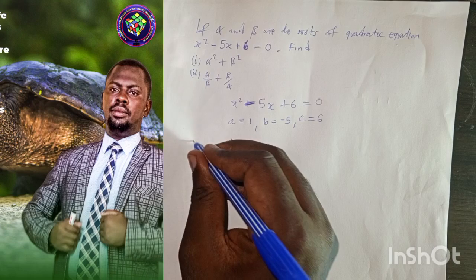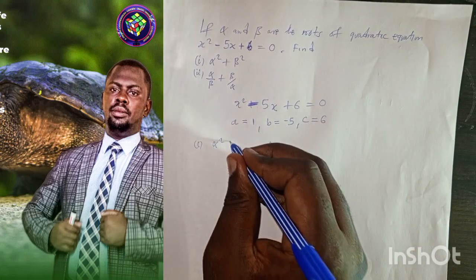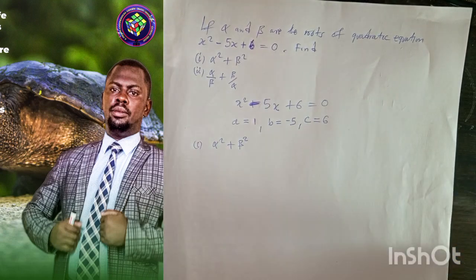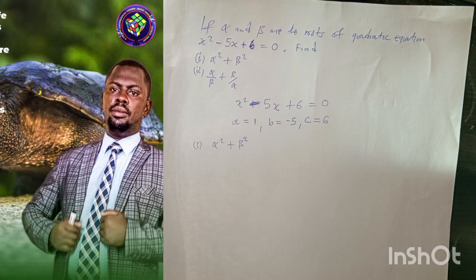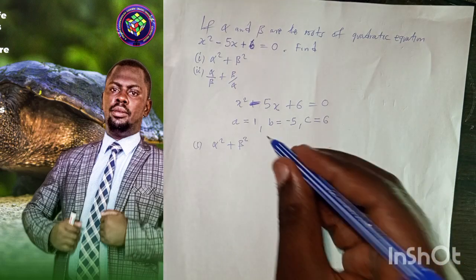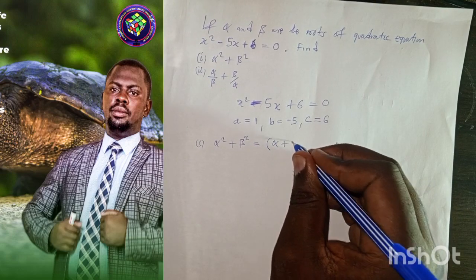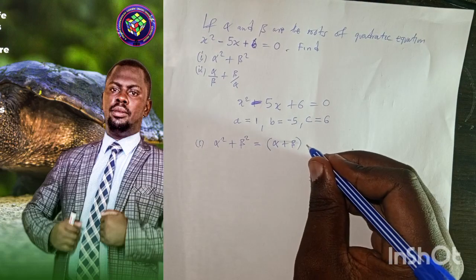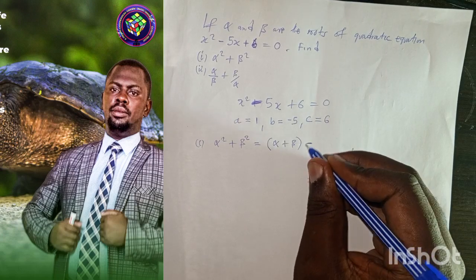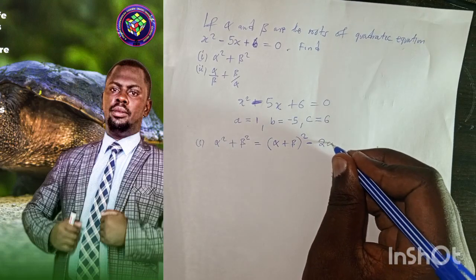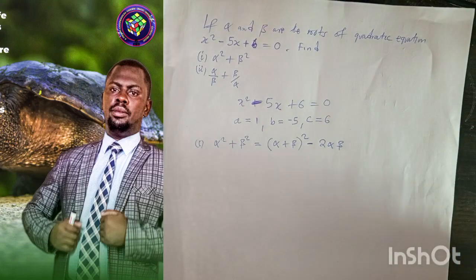So number 1, we have alpha squared plus beta squared. You should know that there's an identity for alpha squared plus beta squared, which is equal to the square of alpha plus beta minus 2 alpha beta.